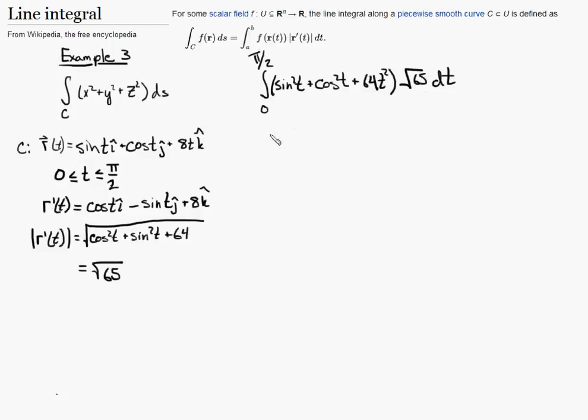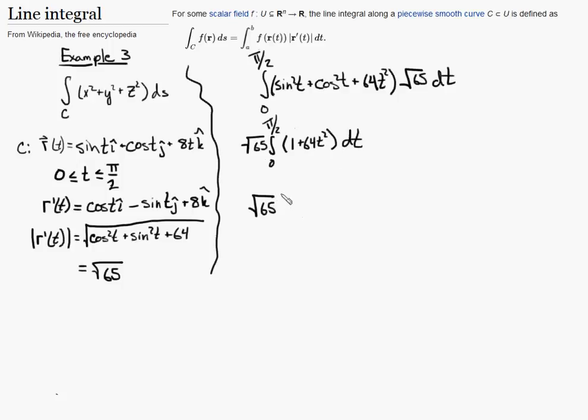This is almost manageable, so let's simplify it a little bit. From 0 to pi over 2, sine squared plus cosine squared again is 1, so we have 1 plus 64t squared. The square root of 65 can go out front. Just to make this a little bit neater, I'll put a line there. And our dt still remains.